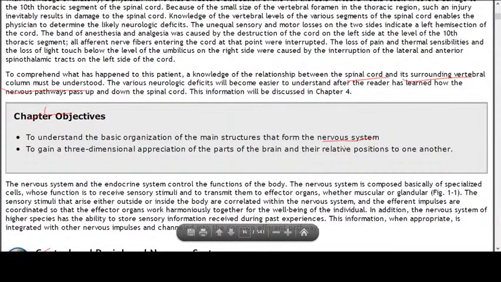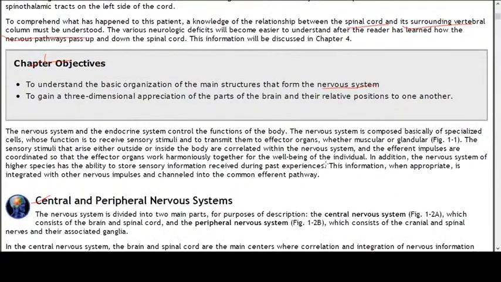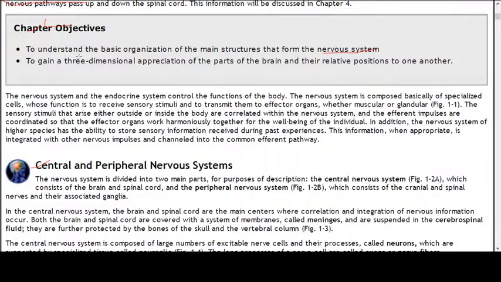Chapter 4, I need to go to chapter 4. I need to finish these things. Okay, so we have already gone through these objectives, so let's go through them again. Understand the basic organization of the main structures of the nervous system. Three-dimensional appreciation of the nervous system.